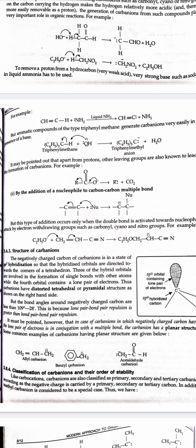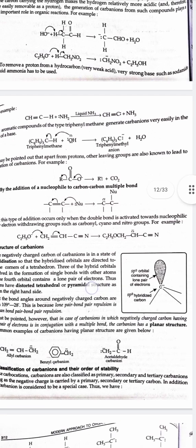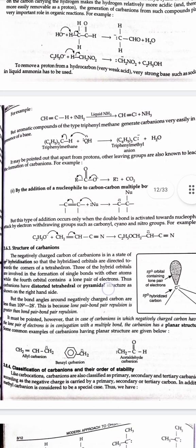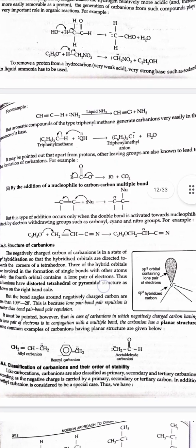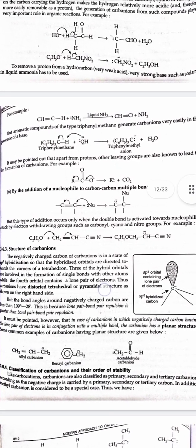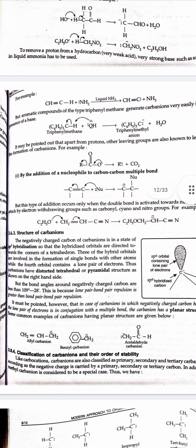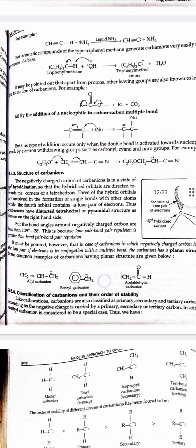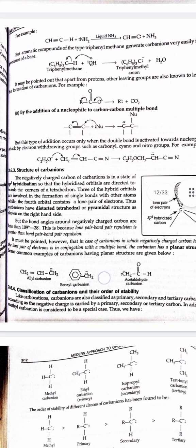But this type of addition occurs only when the double bond is activated towards nucleophilic reactions or nucleophilic attack by electron withdrawing groups such as carbonyl, cyano and nitro groups. Structure of carbanions. The negatively charged carbon of carbanions is in a state of sp3 hybridization so that the hybridized orbitals are directed towards the corners of a tetrahedron.